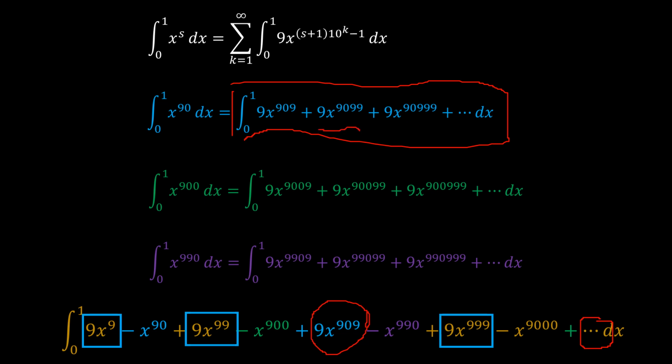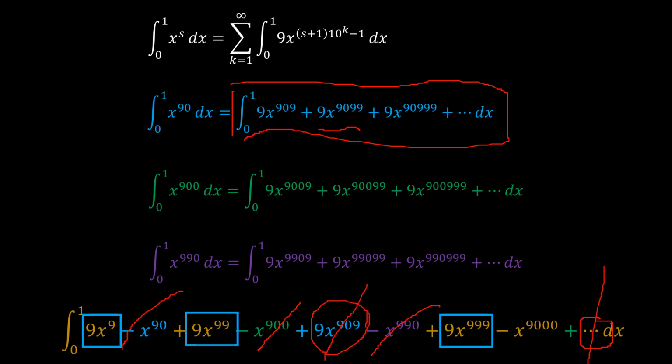So since this is negative and this is positive in this summation, a series summation, it means that this and that would cancel obviously with the succeeding terms. And so would negative x to the power 900. It would cancel out with the succeeding 9999 components. And so would the x to the power 900 and x to the power 990.